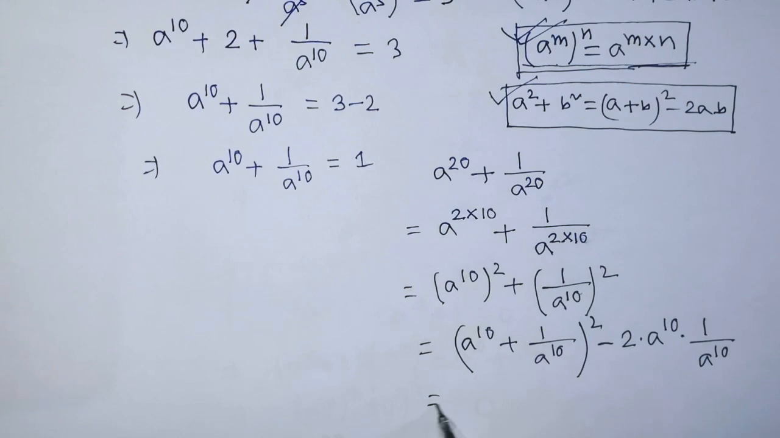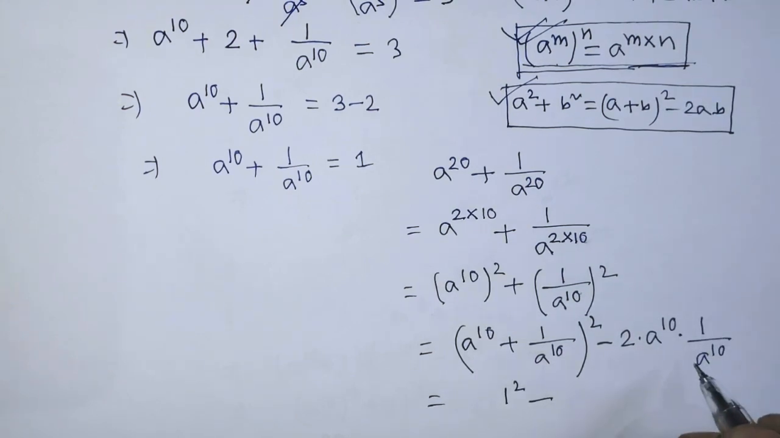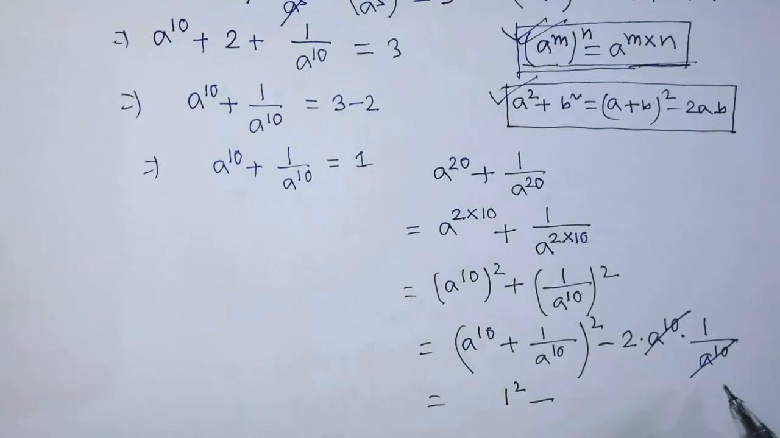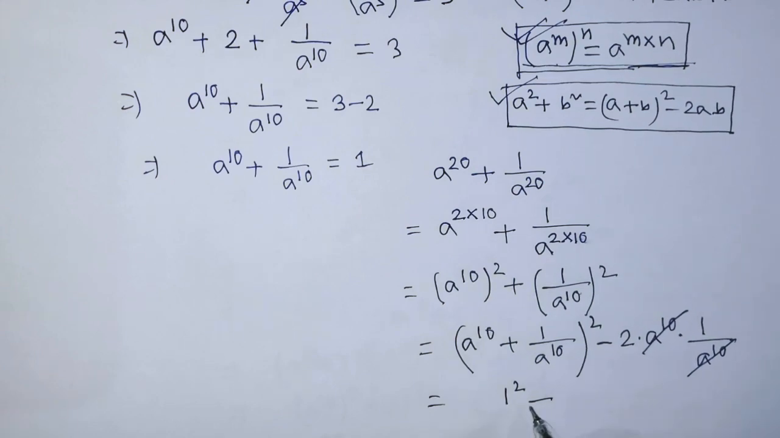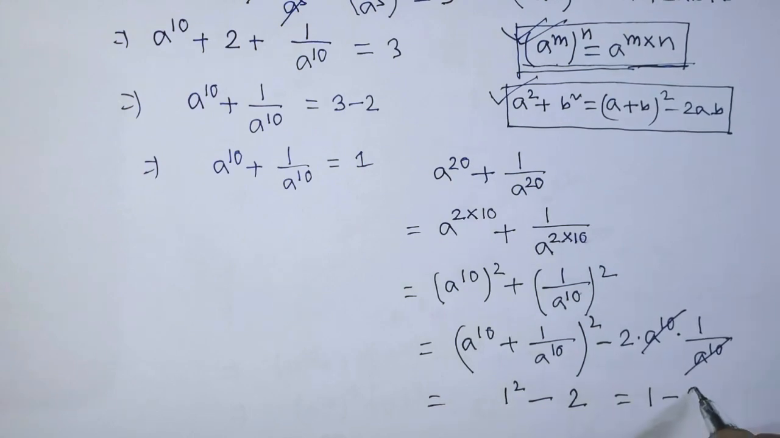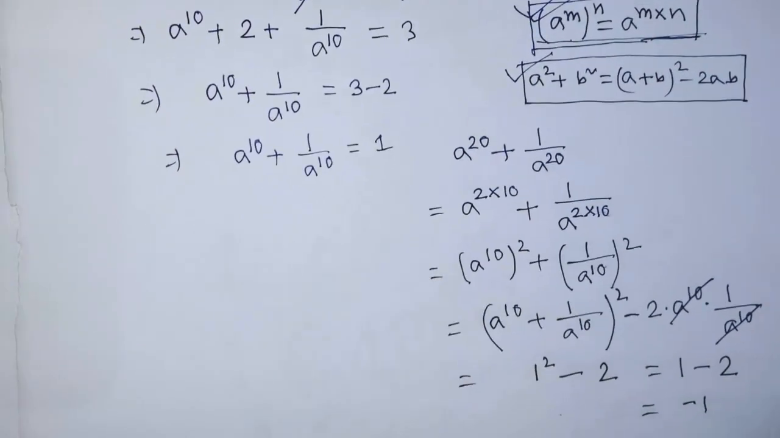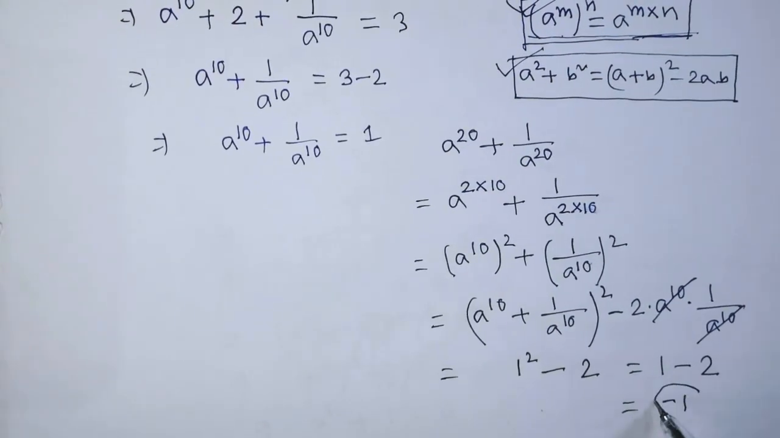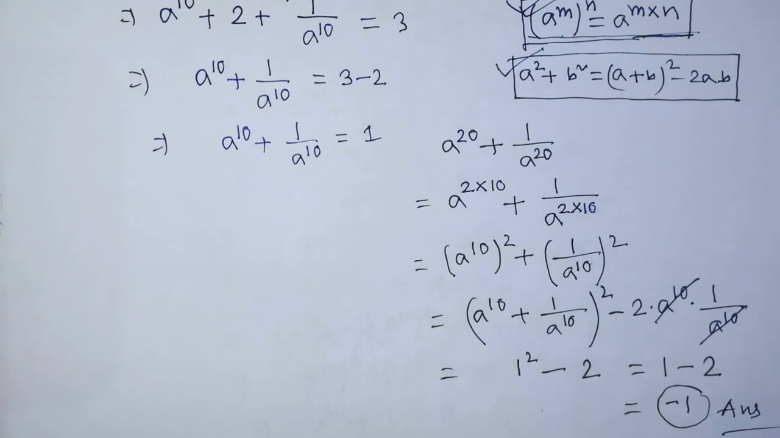So we can write in here 1 to the power 2 minus, in the place of the second term we can cancel a to the power 10 from numerator and denominator. So we get minus 2. So student, 1 square, that is 1, minus, again we have to write 2. So student, if you subtract 2 from 1, then you get minus 1. So student, our answer is minus 1. So this is our final answer. So student, our answer is complete.